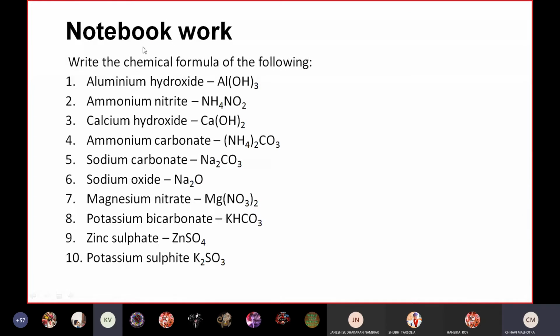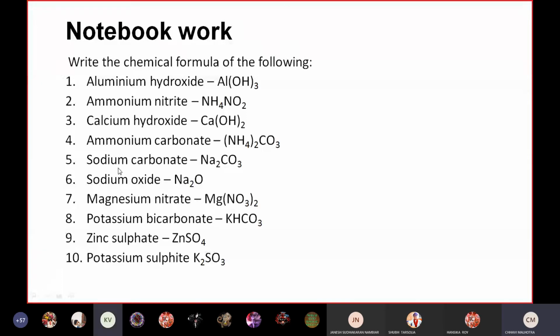Then is ammonium carbonate. Ammonium is NH4. Carbonate is CO3. What is the valency of ammonium? 1. What is the valency of carbonate? 2. Both are polyatomic ions, so we put both in brackets first. Then we crisscross. So we get NH4 whole twice, CO3. It is 1 because ammonium will give you 1 here, and since we don't write 1, I have removed the brackets. (NH4)2CO3.